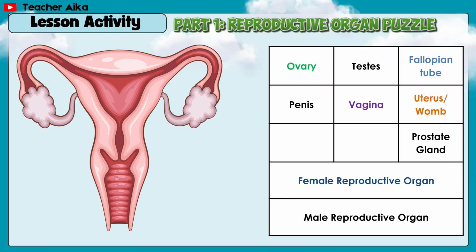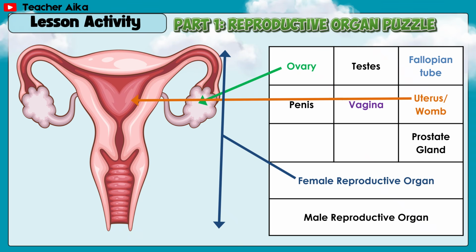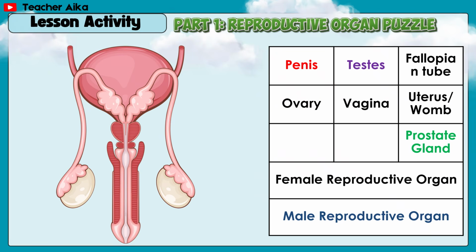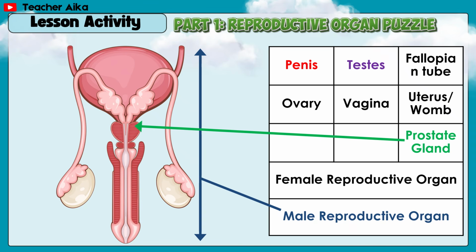Let's try to answer. Female reproductive organs: ovary, uterus or womb, vagina, and fallopian tube. Male reproductive organs: prostate gland, penis, testes.